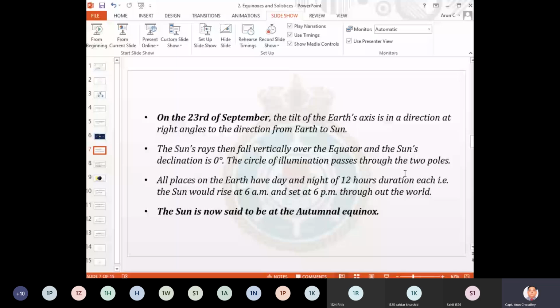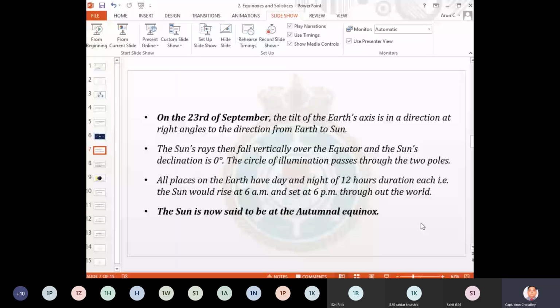Okay, because the center is at the equator, the places on the Earth are having day and night of 12 hours duration. That is, the sun would rise at 6 a.m. So this is just an example. But still, at a different latitude, there are different times of sunrise and sunset.